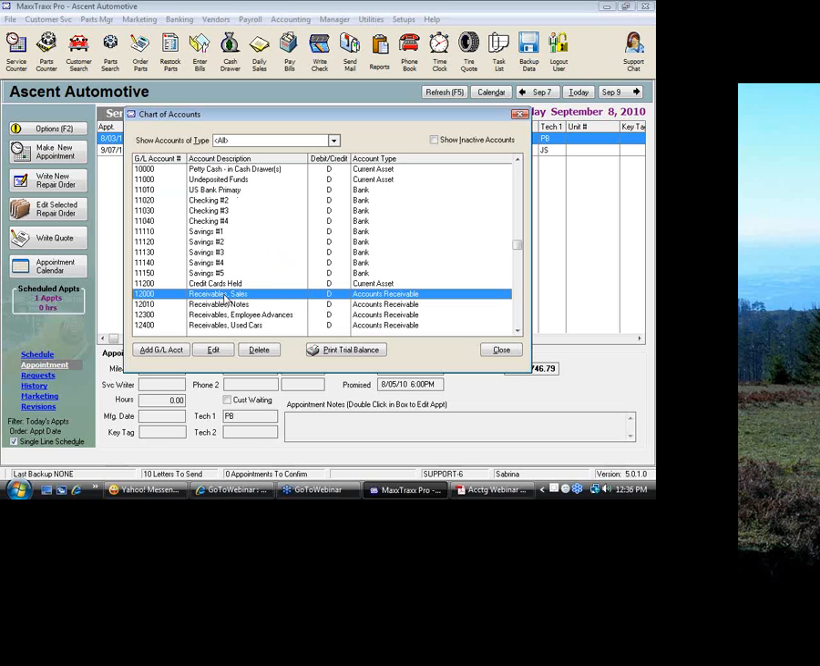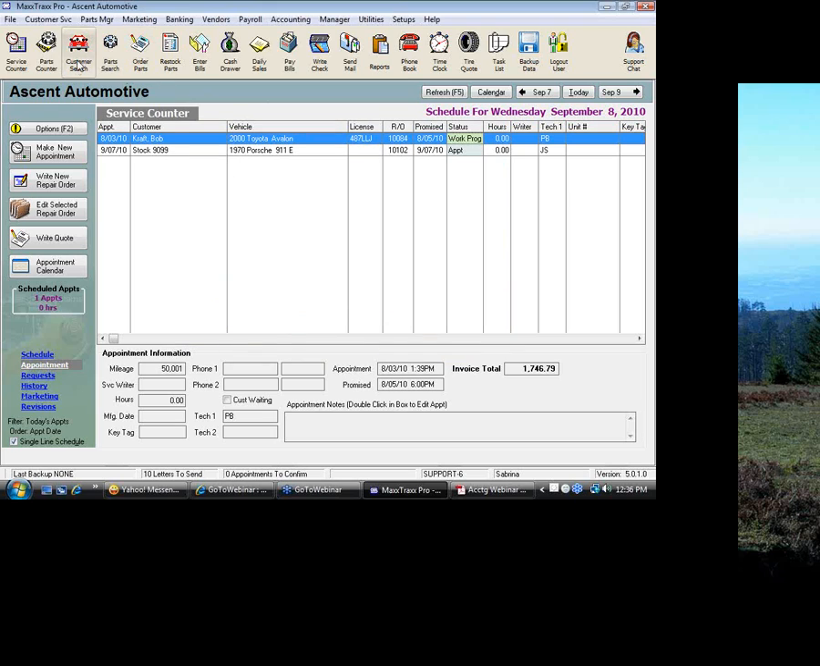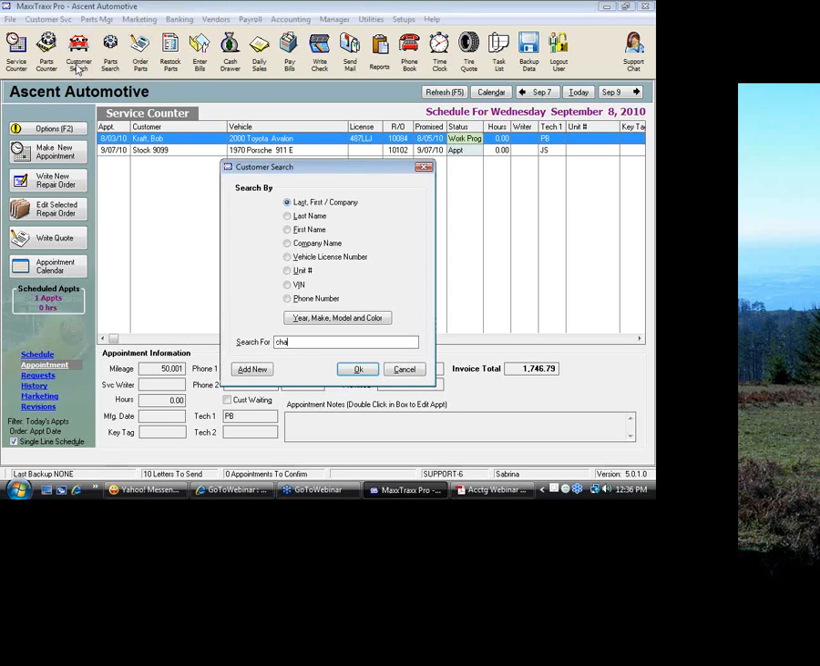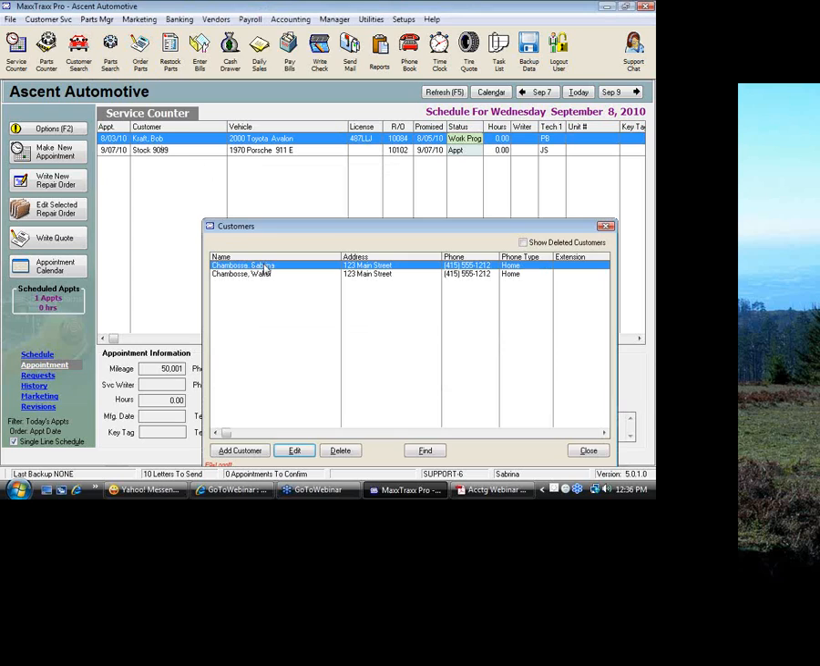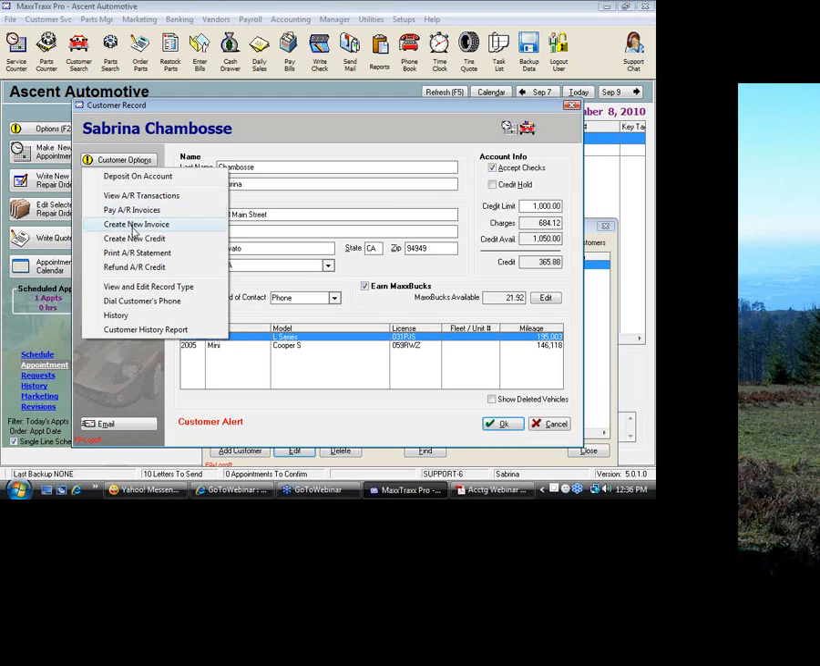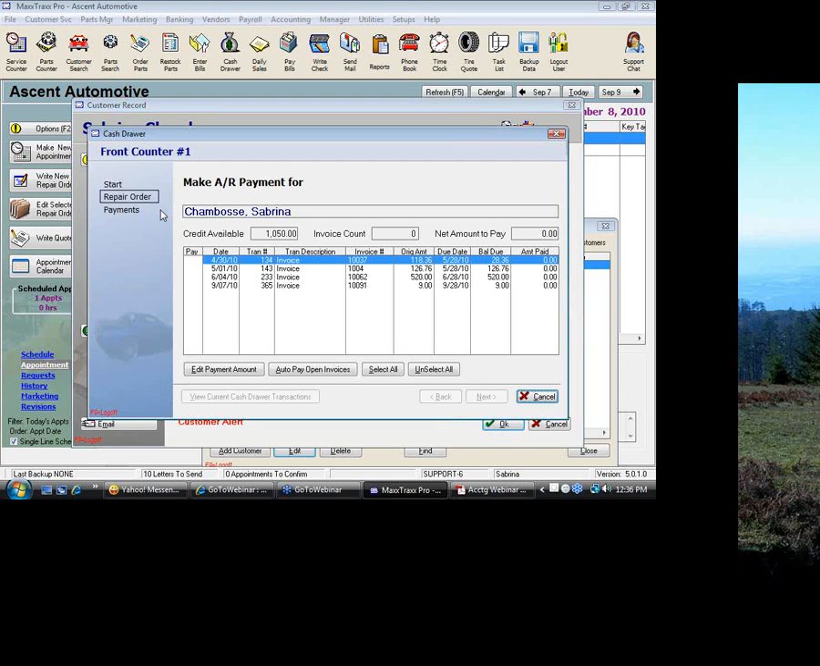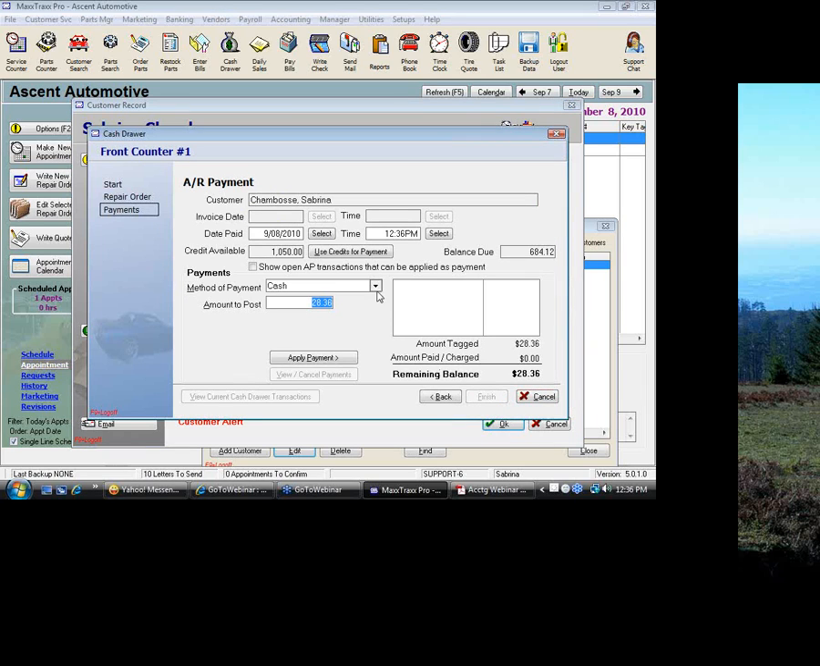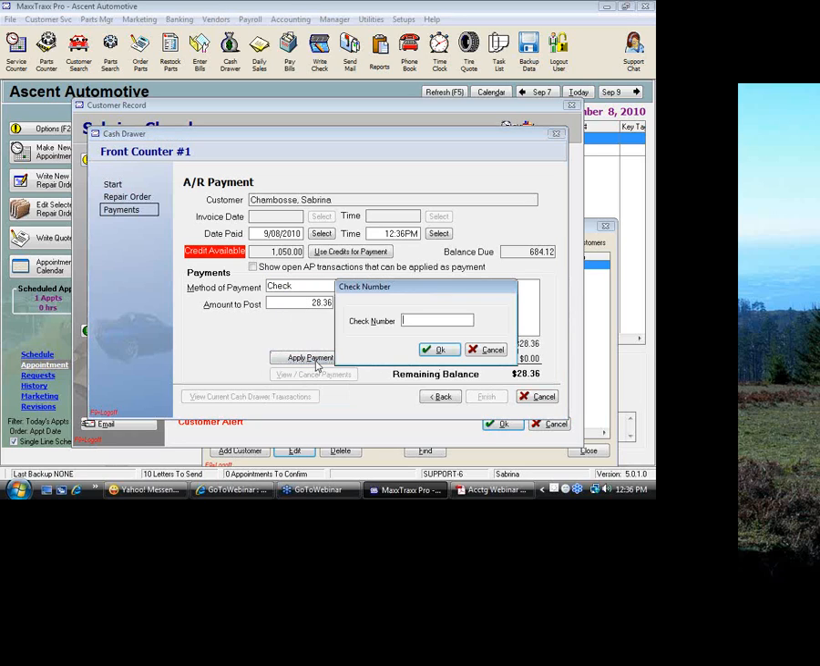So then when you do receive payment, you actually go into the customer account. Let's do one. If we go into a customer account by clicking on customer search, and we go in here and receive a payment. Under customer options, we have a payment, pay an AR invoice, so we're paying this person's bill, my bill, and I receive this $28. I click next, and I paid it with cash or a check. Let's do a check. Apply the payment.